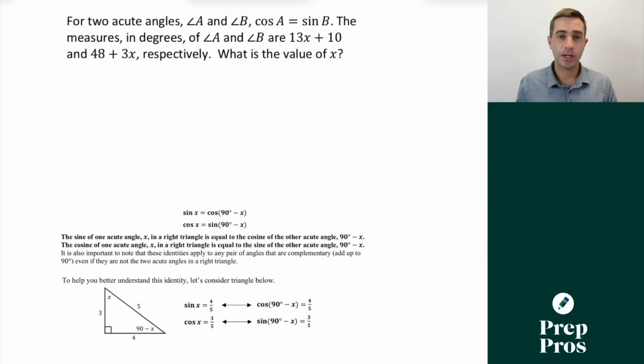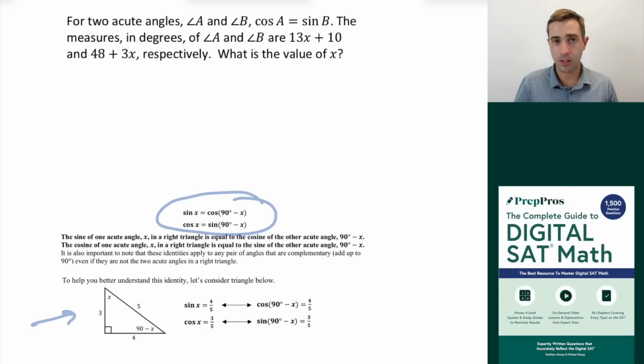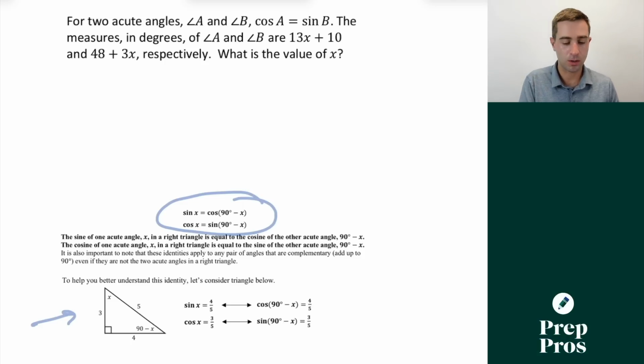Now, the next thing you're definitely going to see on your SAT are the SAT's favorite trig identities. And these are that sine of x equals cosine of 90 minus x, and cosine of x equals sine of 90 minus x. So I've popped this figure in from my book, which is hopefully going to help this concept click a little bit quicker for you. But what this is really telling us is two very important things. One, the sine of one acute angle x in a right triangle is equal to the cosine of the other acute angle, 90 minus x, or the same statement flipped for the cosine is equal to the sine.